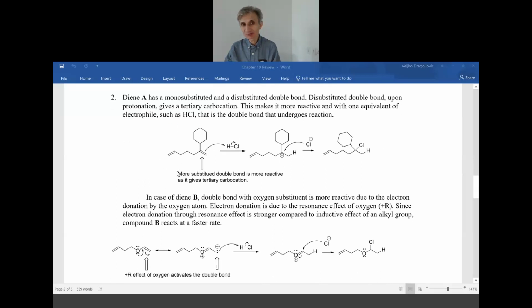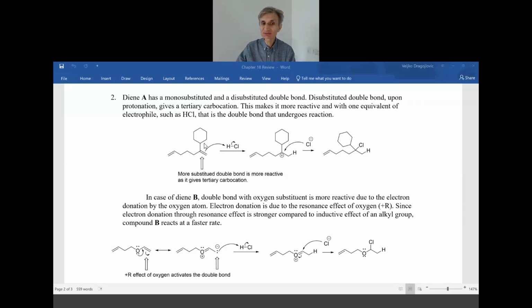So when you consider compound A, there are 2 double bonds, and it is a hydrocarbon. So the only effects are inductive effects of hydrocarbon substituents, and those are positive inductive effects, donation of electron density through sigma bonds. Effect is relatively mild, but nonetheless it's there, and more substituted double bond is more reactive because it's better electron pair donor, better nucleophile, because of the donation of the electron density from alkyl substituent. In this case, alkyl substituent is cyclohexyl group.